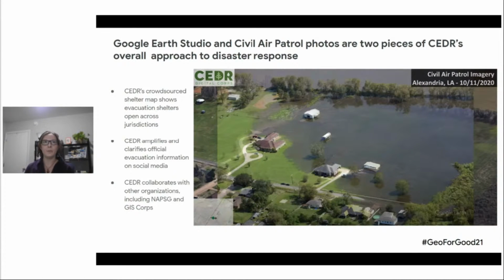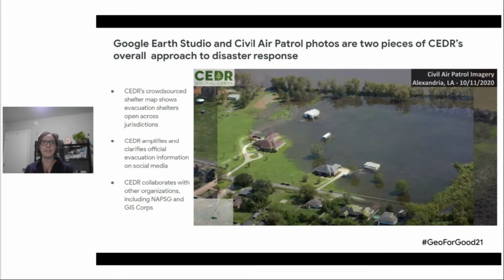Our Google Earth work is just one part of what we do at CEDR in response to natural disasters, which includes mapping wildfires on NAPSG's Fire Mappers map, CEDR's own shelter map, and our continual work on social media to amplify and clarify evacuation orders and other essential public safety announcements.